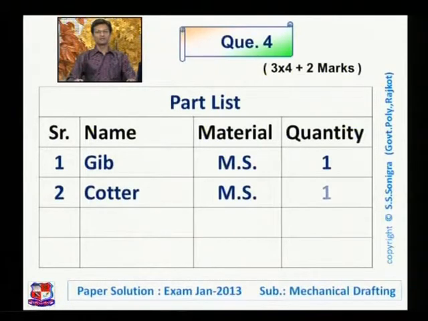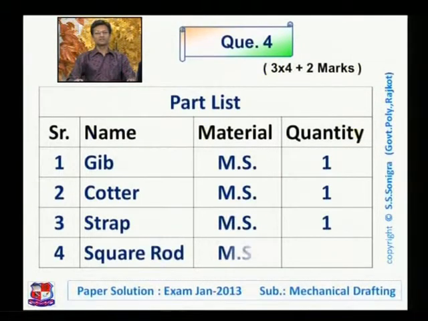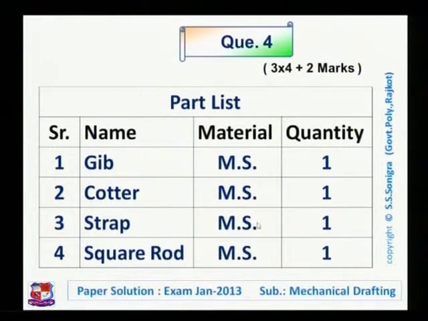Number 2 is quarter, material is mild steel, and the number of quarters in the assembly is 1. Quantity is 1. Number 3 is strap, material is mild steel, 1. Number 4 is square rod, material is mild steel and quantity is 1. So 4 figures are there, 3 figures are there. Each 3 figures takes 4 marks, 3 into 4 is 12 marks, plus 2 marks for this part list.